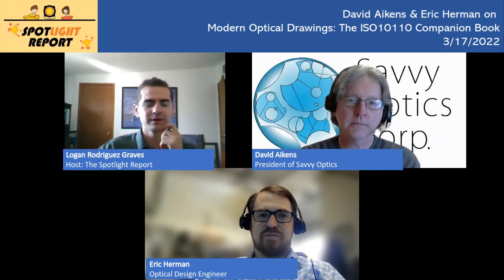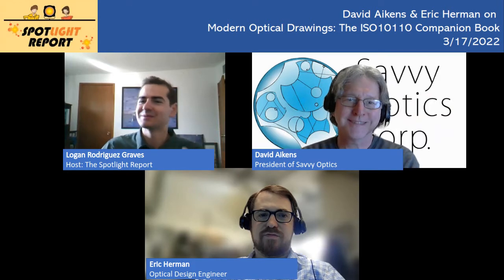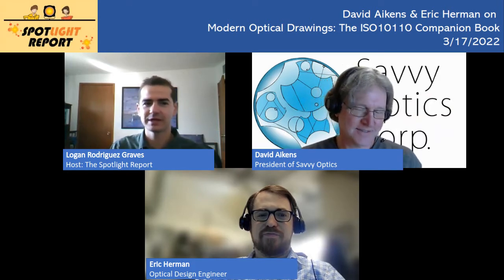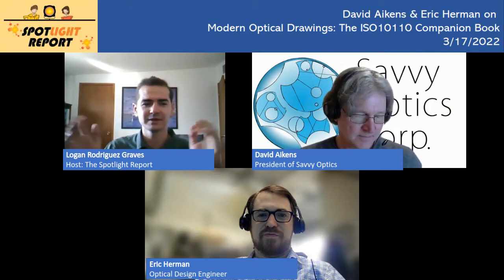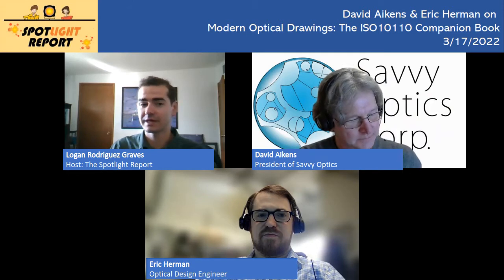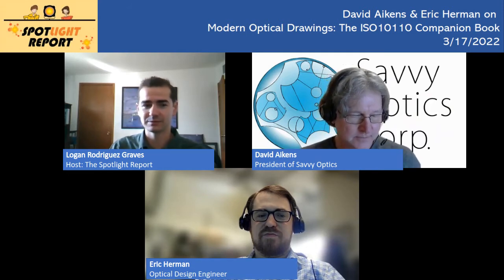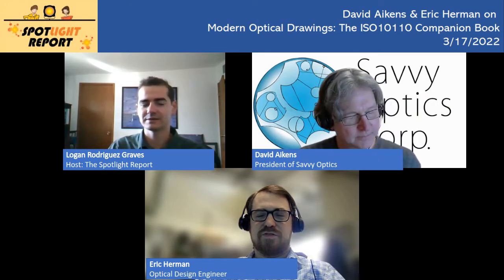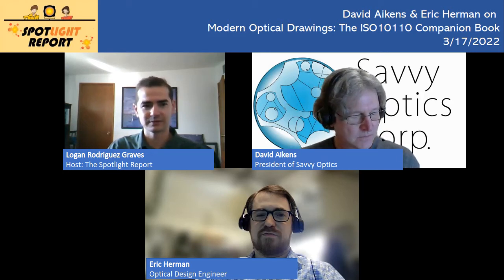So chapter 1, I had to pull it up. I didn't remember all the chapters, but chapter 1's drawing notation and default tolerances. Chapter 2, optical materials. Chapter 3, surface figure and form. 4 is surface texture. 5 is surface imperfection. 6 is laser damage. 7's coatings. 8 is centering and tolerances. And 9 is non-spherical surfaces.